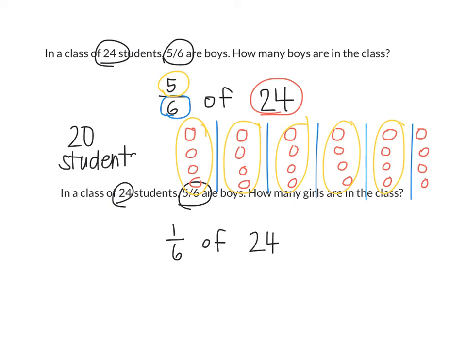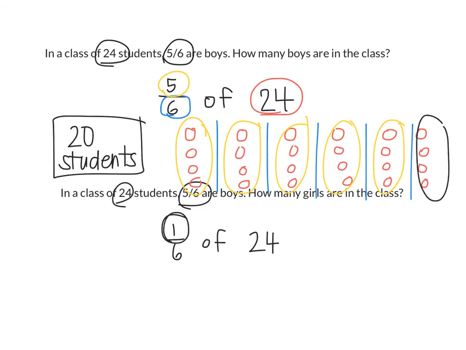Well, yeah, you can write there are 20 boys or 20 students are boys. Okay? If I were solving the bottom problem, I would want to circle only 1 group, right? So how many students would be girls? 4 students.